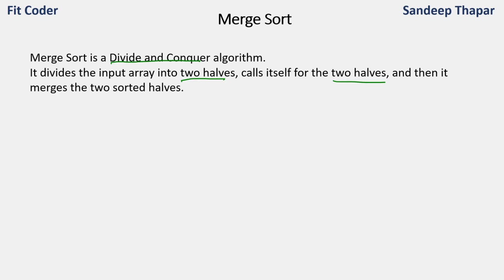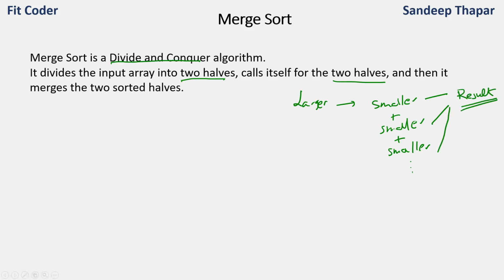In divide and conquer algorithms, first we divide the larger problem into smaller problems. Then we solve the smaller problems individually and then combine all of them to give us the result. So merge sort is based on this programming paradigm.